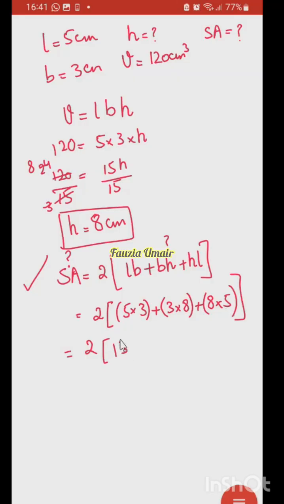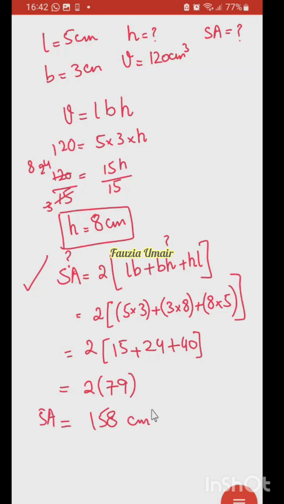5 threes are 15, 8 threes are 24, 8 fives are 40. Right? So 2 multiplied with, what is this sum? 24 and 40. 64, 64 and 15 is 79. Okay, beta? So now what is double of 79? 9 twos are 18, 1 carry, 7 twos are 14, and 158. So surface area is 158 centimeter square because this is area. Okay, beta?